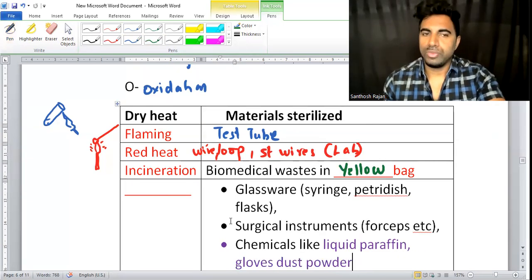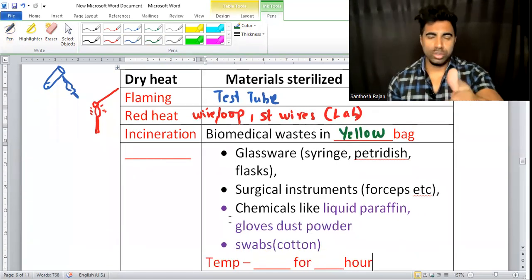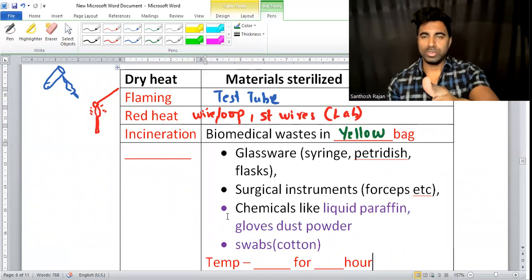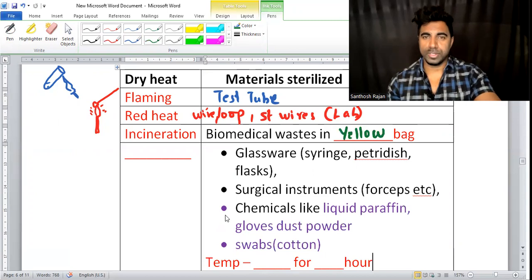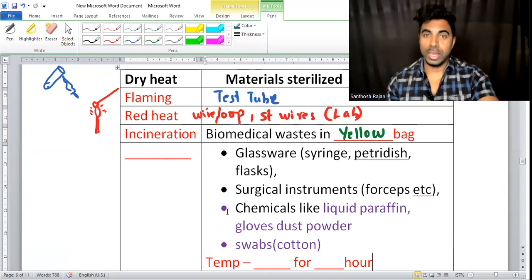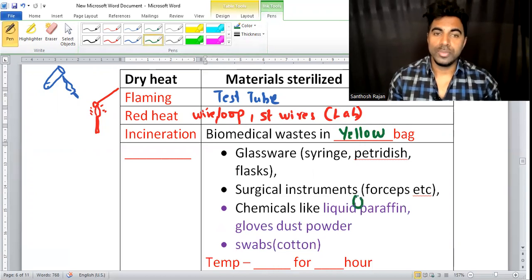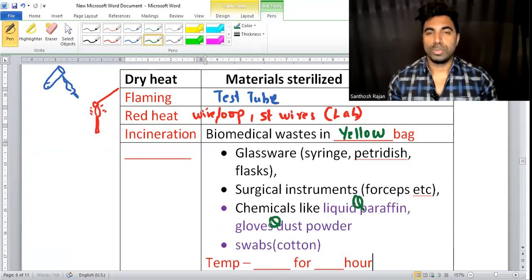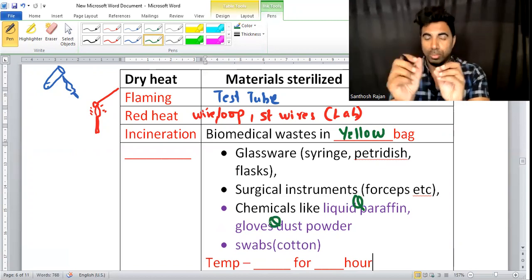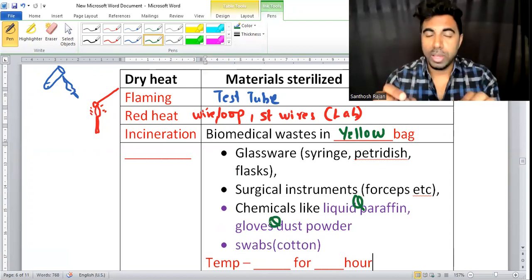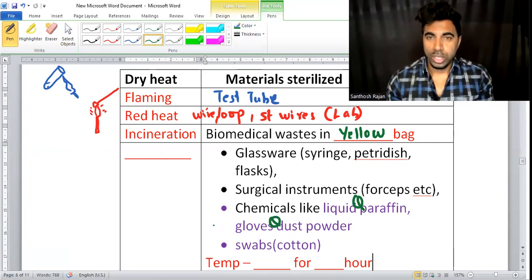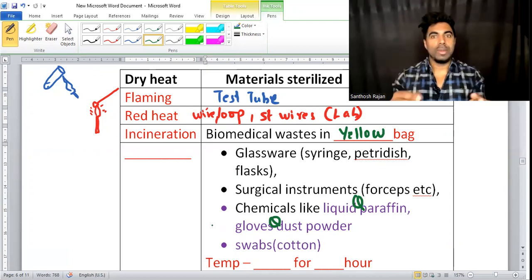Now, this is a very common question. How do you sterilize your glassware? Number one question. Glassware means syringe, petri dish, or glass. How do you sterilize surgical instruments like forceps? How do you sterilize chemicals like liquid paraffin, and glove powder, dust powder? Can we use an autoclave for that? You can't, because an autoclave is moist heat.